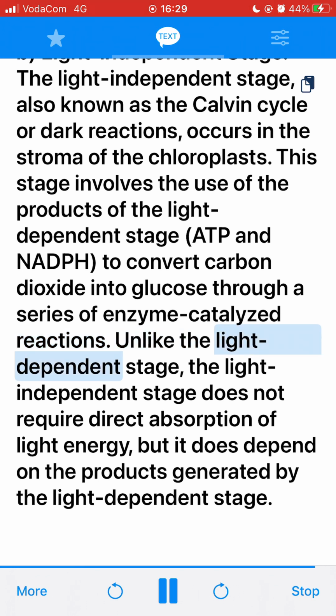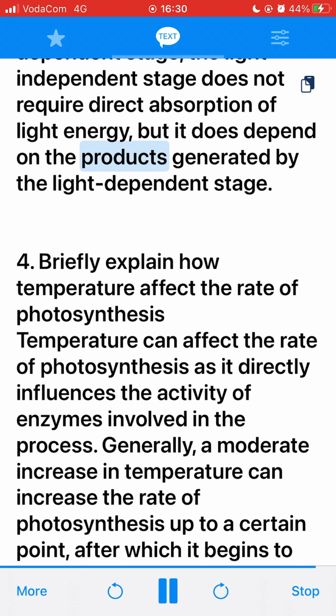Unlike the light-dependent stage, the light-independent stage does not require direct absorption of light energy, but it does depend on the products generated by the light-dependent stage. 4. Briefly explain how temperature affects the rate of photosynthesis. Temperature can affect the rate of photosynthesis as it directly influences the activity of enzymes involved in the process.